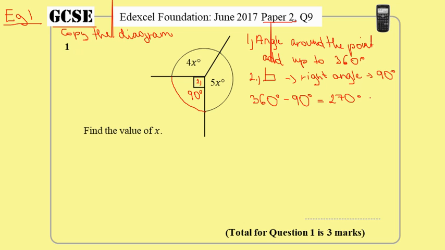Okay, so this is when you get your first mark. I put a tick here. The second mark is that you write down these two angles together: 4x angle plus the 5x angle. 4 plus 5 is 9, so 9x. We don't know how big it is yet.